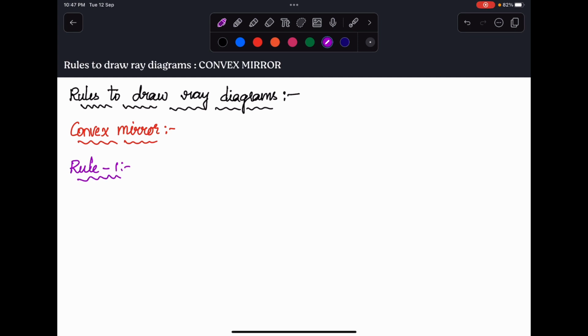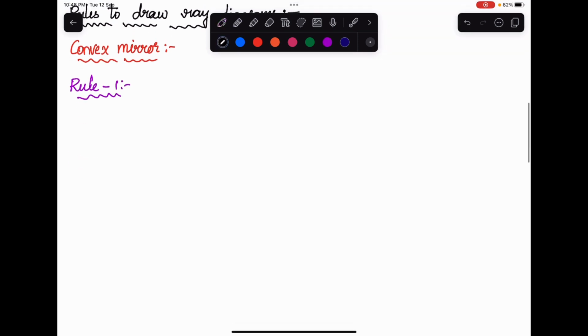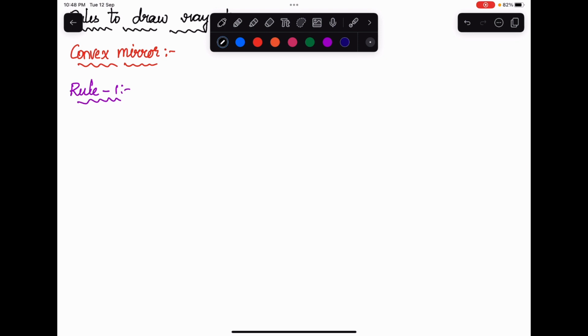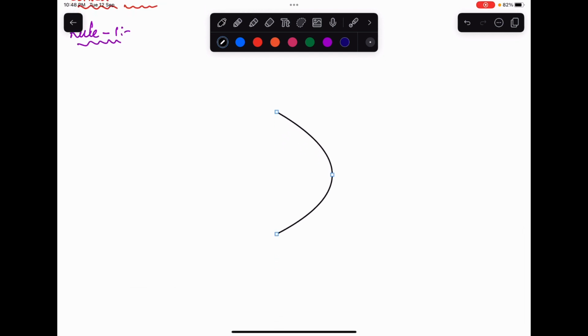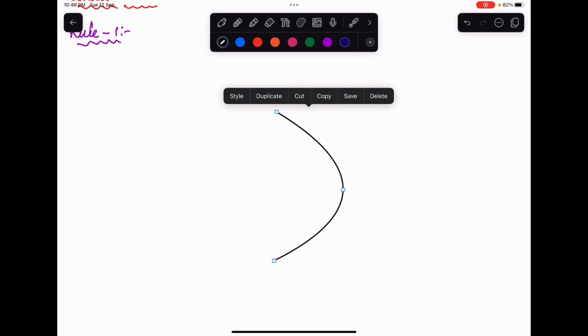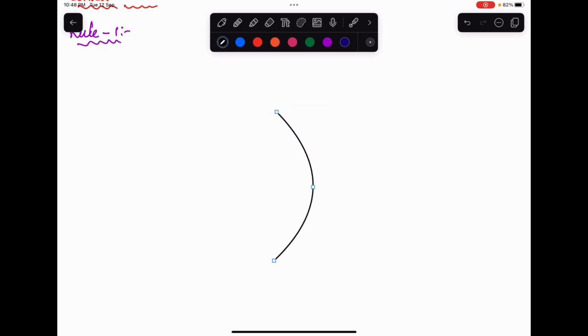So let us take the convex mirror first, the diagram of your convex mirror, and then we will go ahead with the rule. Assume that the convex mirror is considered over here, and now the silvering. This is just a spherical surface, right? Without silvering we cannot say it is a spherical mirror or a mirror directly. So now this is your convex mirror.